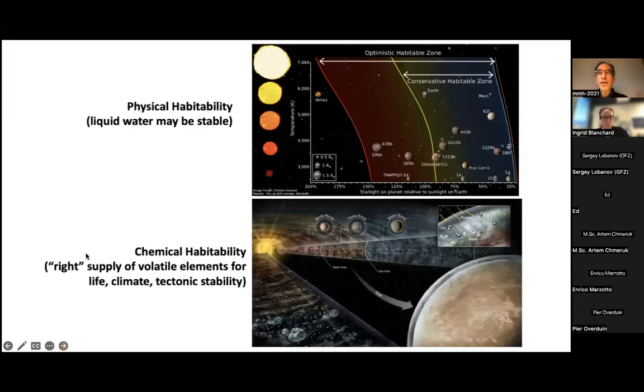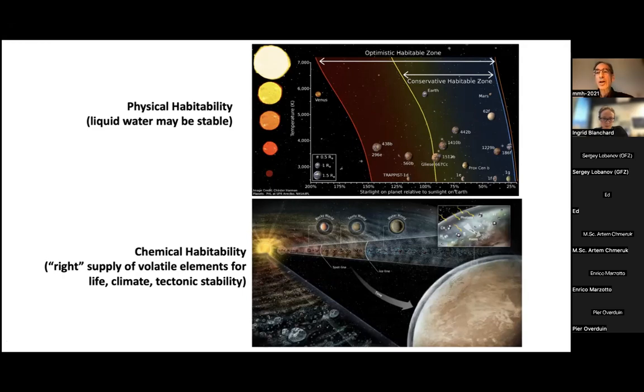So the concept that myself and my coworkers and quite a number of others have really focused on in recent years is this concept of chemical habitability. I think many of us are familiar with physical habitability, that is the location in a particular solar system where a planet can have liquid water, which is a critical criterion for life being possible on any given planet, both in our solar system and in other solar systems. But even if a planet is in the physical habitable zone, there are many other criteria that determine whether or not that planet has the potential for life.